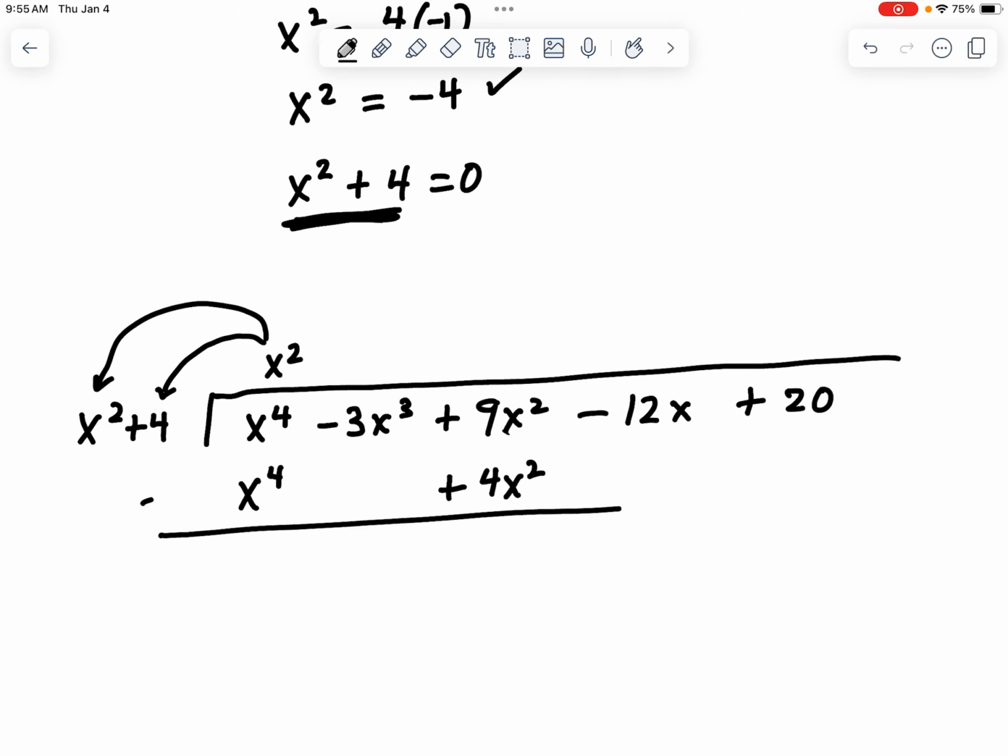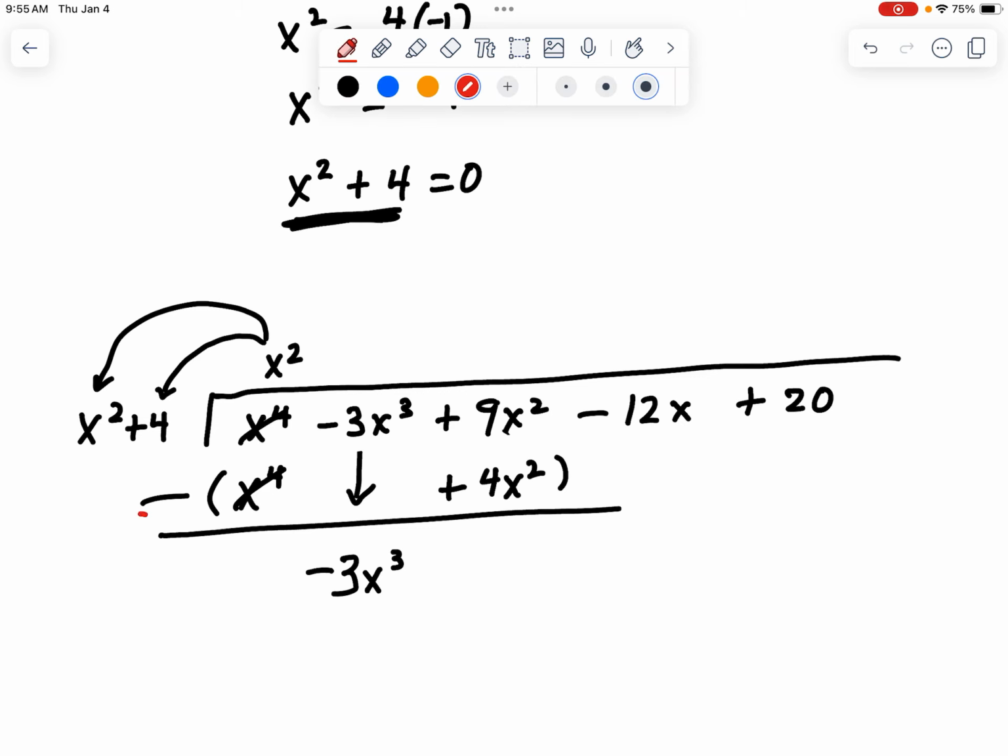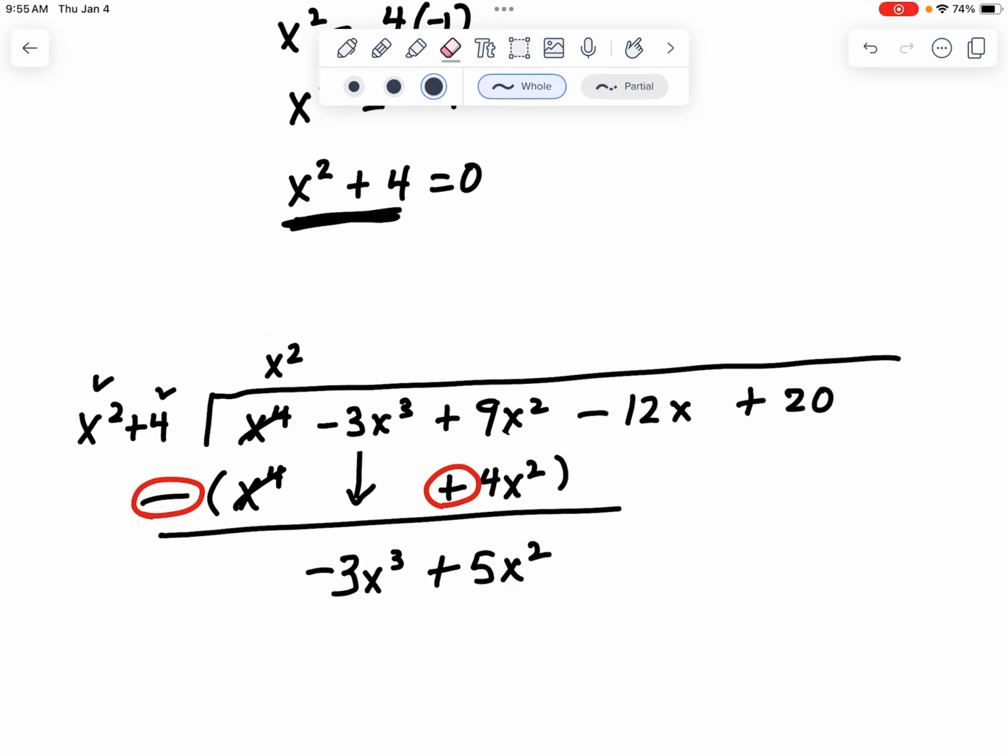All right, the next thing to do is subtract. So x to the 4th minus x to the 4th, they will cancel. This negative 3x cubed has nothing to combine with, so just bring it down, negative 3x cubed. And then make sure you pay attention to the sign: a negative times this is going to make it actually minus 4x squared. And 9x squared minus 4x squared is positive 5x squared. All right, that's the process. We now just repeat.